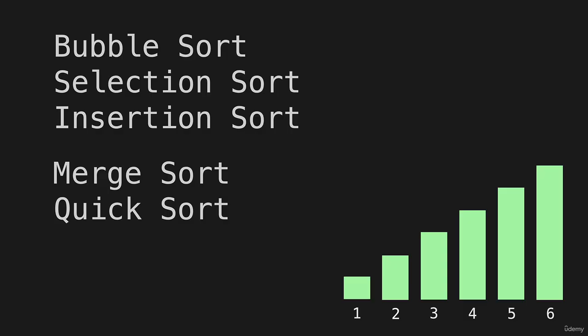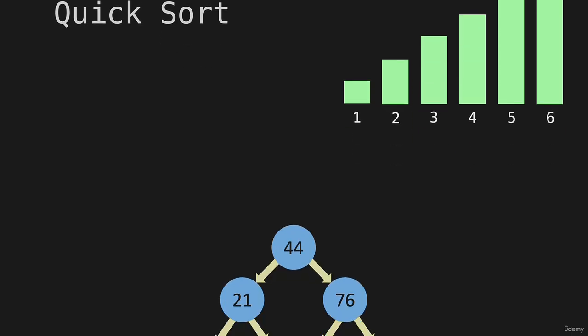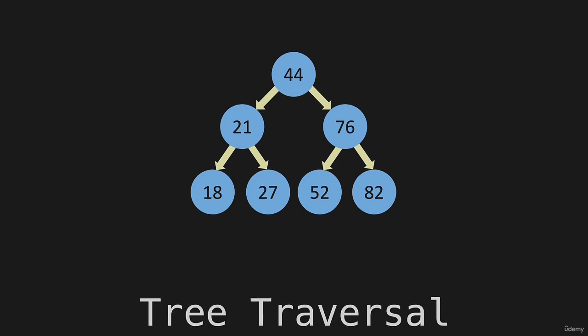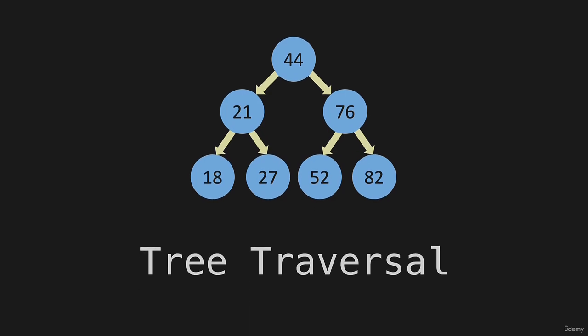Then once we finish these 5 sorting algorithms, we're going to circle back to binary search trees and do tree traversal. And we're going to do tree traversal 4 different ways, and 3 of those ways will use recursion. And this section will conclude the course.